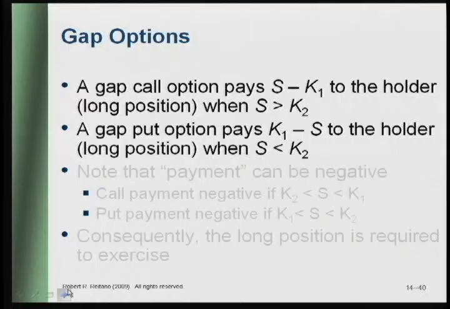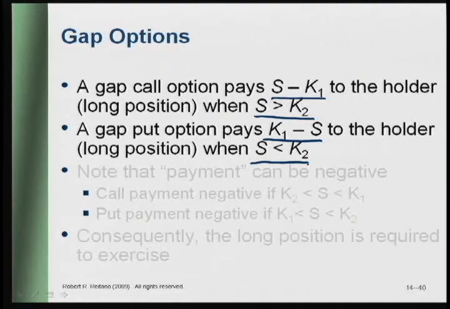In a gap option, one separates those two functions, namely the strike, which defines when payments are made, and then secondly, the strike, which determines the amount of the payoff. So these two strikes are called K1 and K2. And so a gap call pays S minus K1 as long as S is bigger than K2. So if K1 and K2 are the same, then it's a vanilla call. A gap put pays K1 minus S as long as S is less than K2.